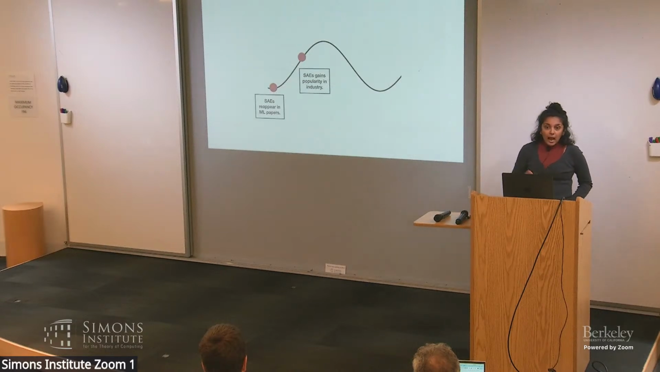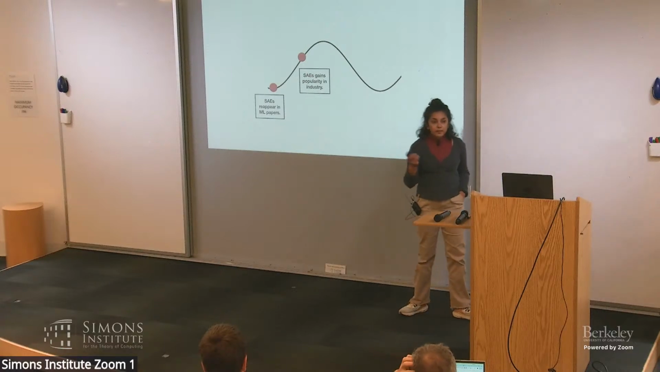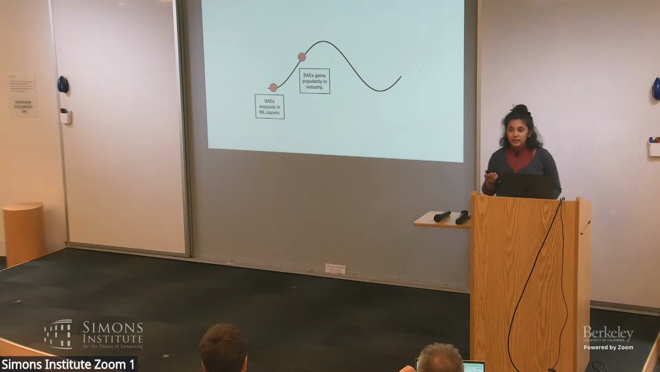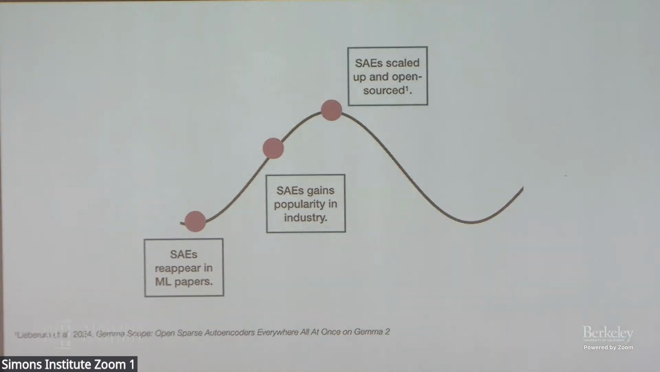Okay, so how has this been working? As I said, sparse autoencoders started appearing in ML papers, inspired by sparse dictionary learning. They gained popularity with Anthropic. They gained even more popularity such that, for example, Google DeepMind released a really big pre-trained sparse autoencoder for Gemma and made it open source. It was starting to gain quite a bit of popularity.